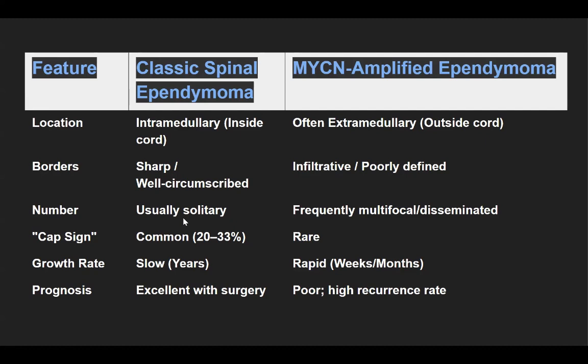Cap sign is very common in the classic variant, growth rate is slow, and prognosis is excellent. While MYCN amplified ependymomas do not often show the classic features, the growth rate and the clinical presentation, the natural history of the disease, is very, very rapid. And the prognosis is very poor. Recurrence rate is pretty high.